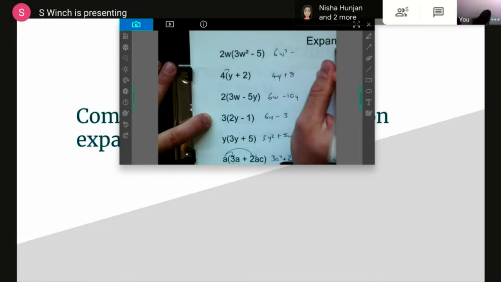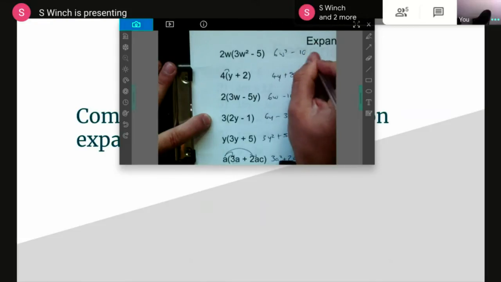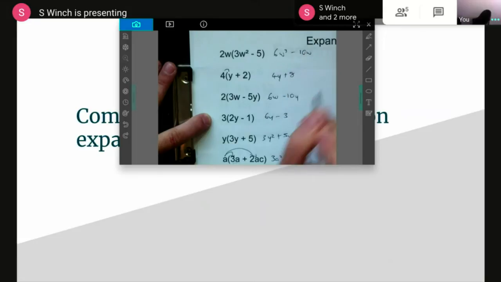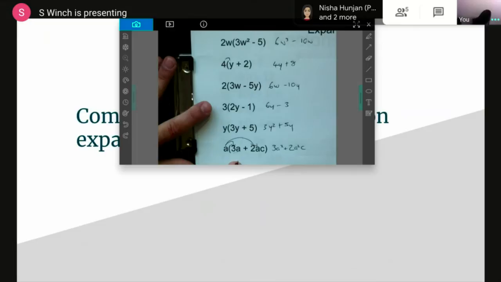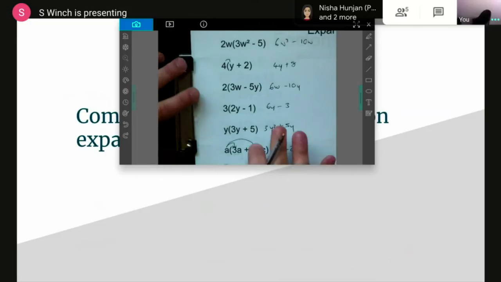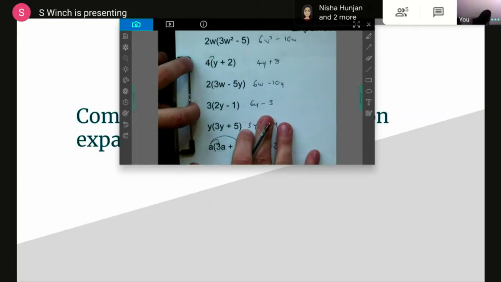And then 2 times 5 is 10. And there's a w there as well. Let's take it with us. Okay, so that's single bracket. That's expanding single brackets. We'll be moving on shortly onto double brackets.